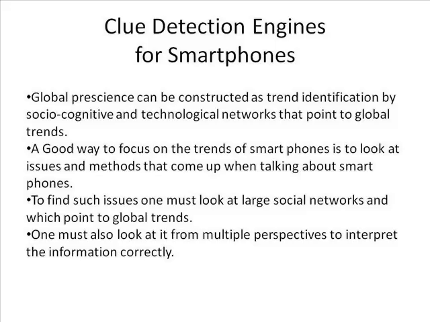Clue detection engines for smartphones. Global prescience can be construed as trend identification by socio-cognitive and technical networks that point to global trends. A good way to focus on global trends of smartphones is to look at issues and methods that come up when talking about smartphones. To find such issues, one must look at large social networks which point to global trends. One must also look at it from multiple perspectives to interpret the information correctly.